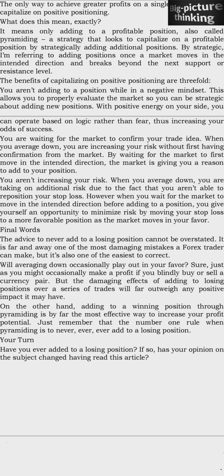On the other hand, adding to a winning position through pyramiding is by far the most effective way to increase your profit potential. Just remember that the number one rule when pyramiding is to never, ever add to a losing position.